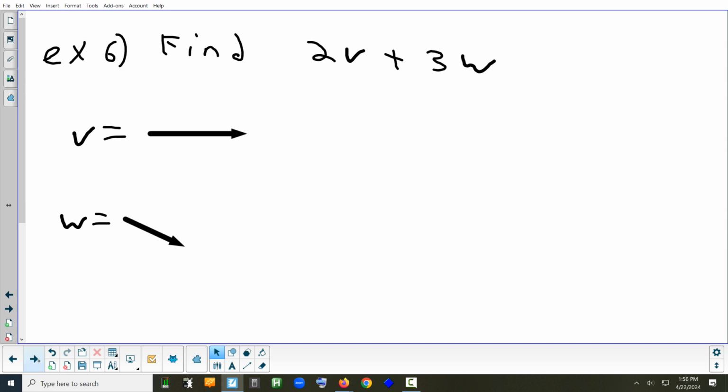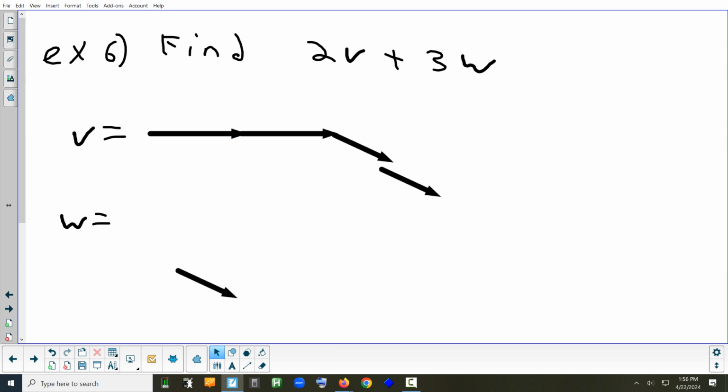All right, we can try this one. This is kind of the same as what we did before, but it's adding vectors and scaling them at the same time. Okay. So what are they asking us to find first here? 2v. So we can do that first. All right. There's 2v. And then what are we adding on the end of 2v? 3w. So just make 3 copies of that.